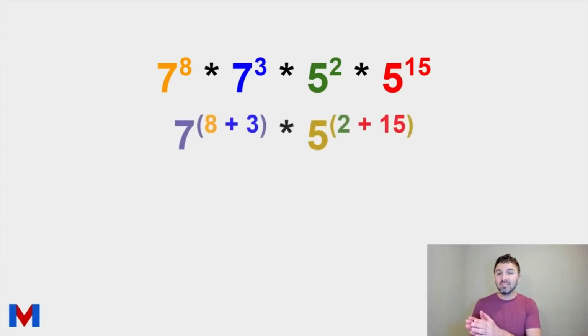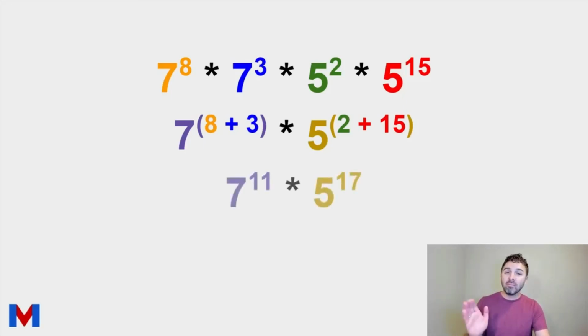So I got the 7s, which is 8 and 3, and I have the 5s, which is 2 and 15. So 7 to the 11th power times 5 to the 17th power. All right? That's the product property of exponents.